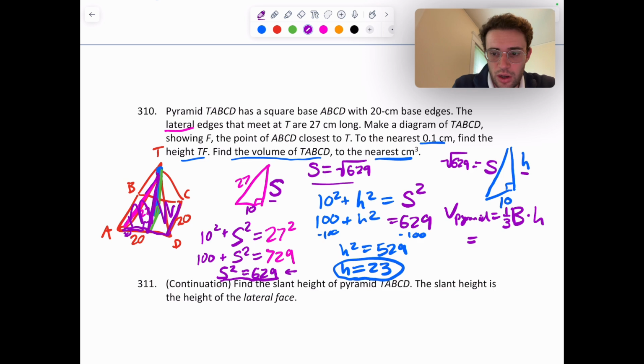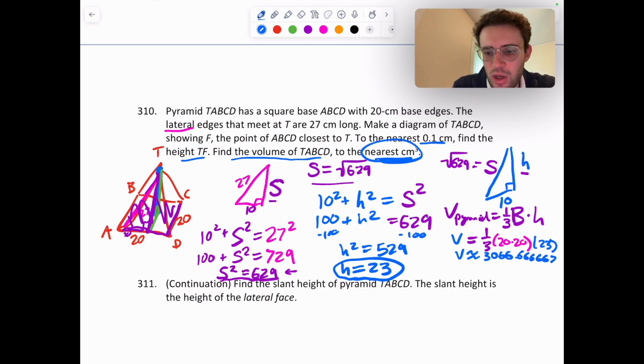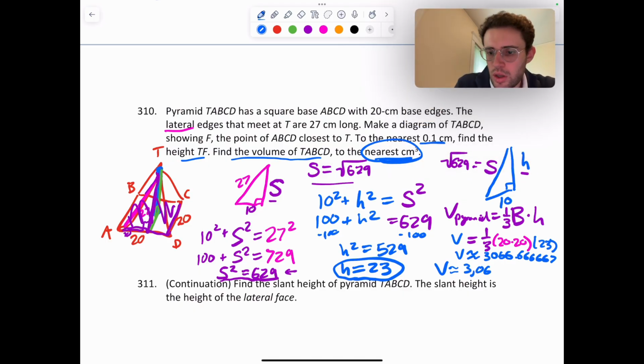So in this case, we know that our base is that square, so that's 20 by 20. Our height we just solved for is 23, and the 1/3, plug that in. So we could write 1/3 times 400 times 23, which gives us 3,066.66666, it keeps going like that. They said round it to the nearest centimeter cubed for volume. So we'd say our volume is about equal to 3,066, to the nearest centimeter cubed. Round that up to 3,067 centimeters cubed.